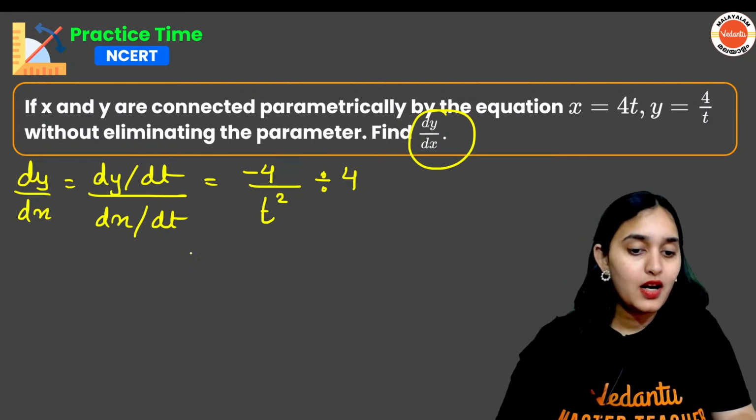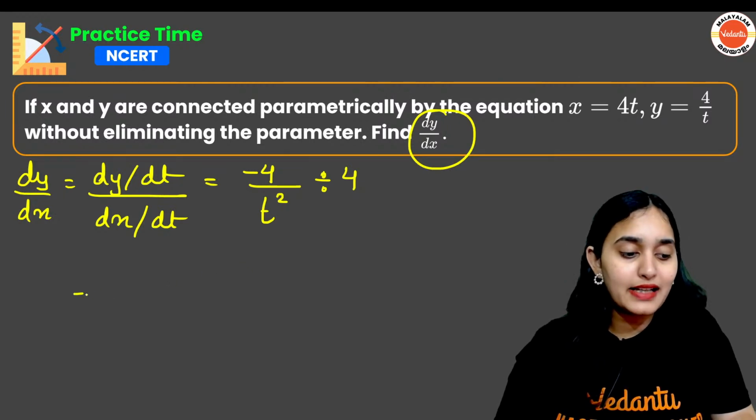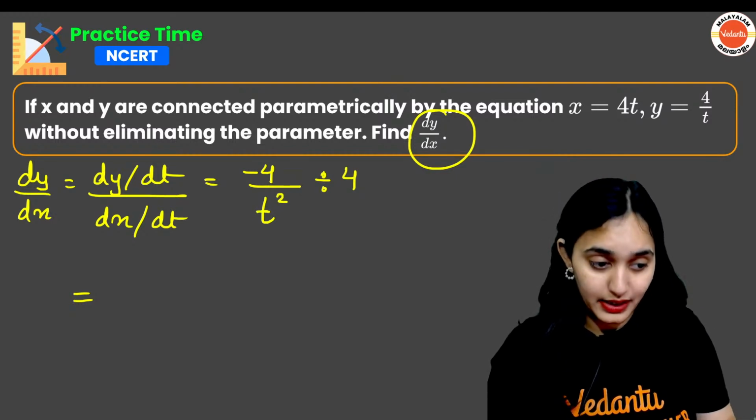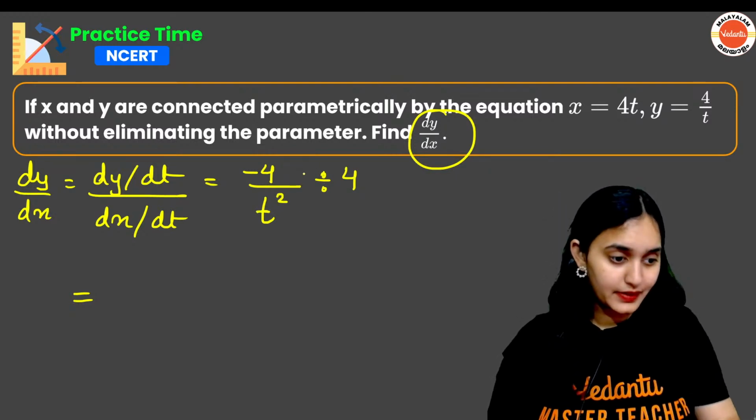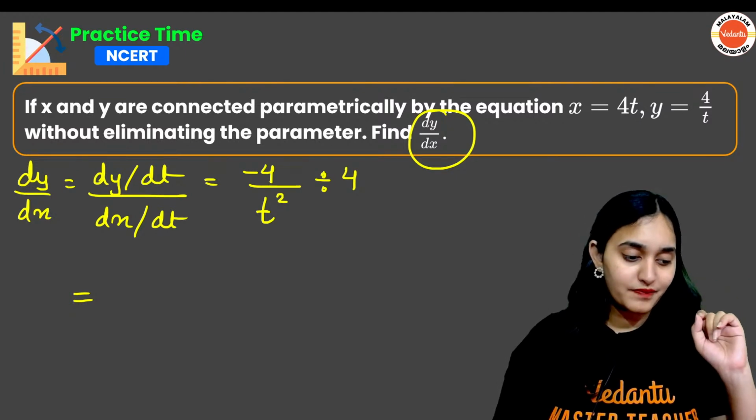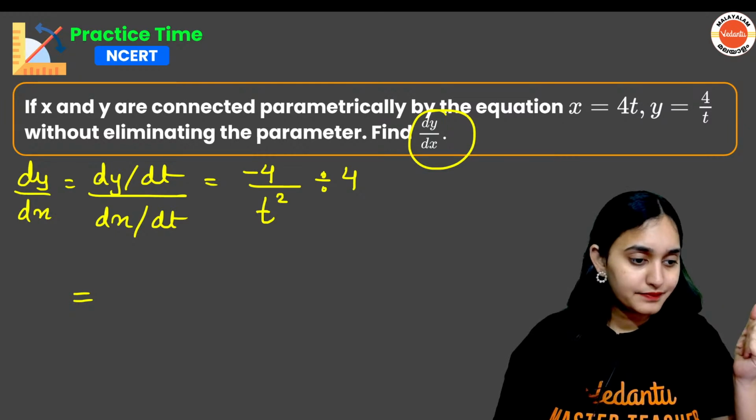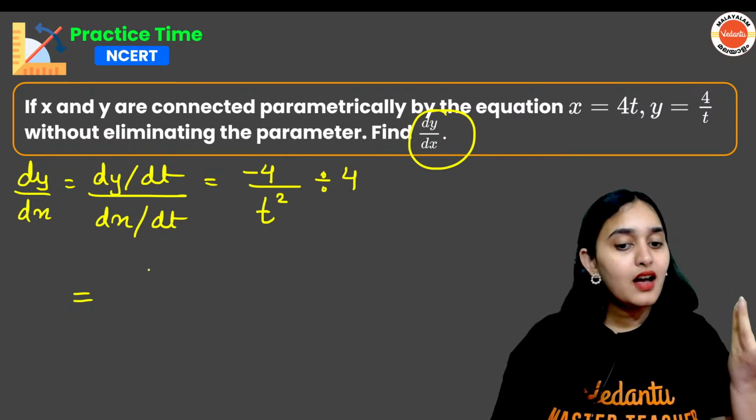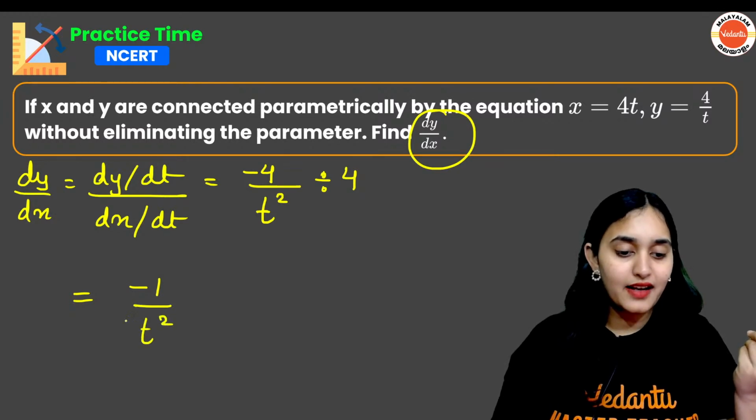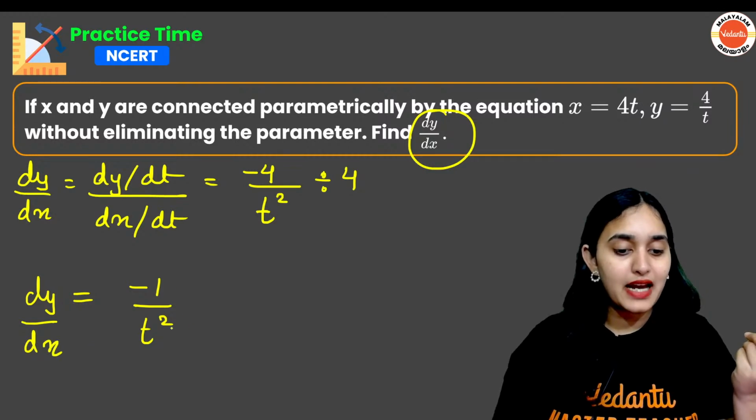4. What will we get? What should be the answer? Minus 4 upon t square divided by 4 is how much? Tell me quickly. Minus 1 upon t square. That's your answer. So dy by dx is simply minus 1 upon t square.